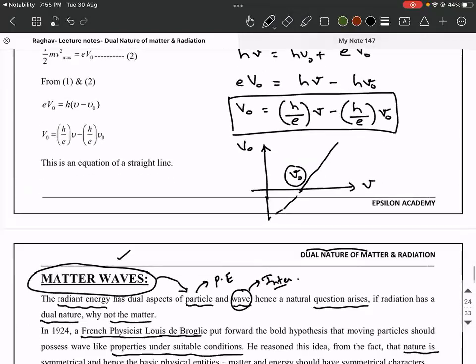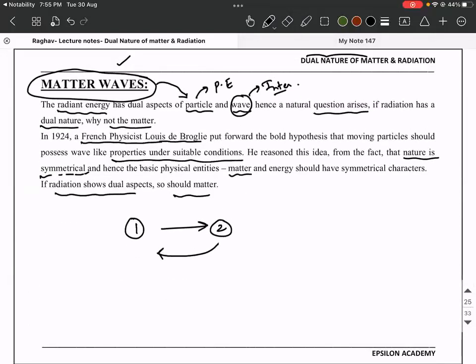The next part that is left out is matter waves. Now the question is, when light can behave like a particle, can a particle behave like a wave? That is, when an electromagnetic wave can exhibit the properties of a particle, is the vice versa possible, because nature follows symmetry? Nature is symmetrical, like how you can generate electricity from magnetism and magnetism from electricity. It's the same process again. So the radiant energy has dual aspects of particle and wave. Hence, a natural question arises: if radiation has dual nature, why not matter?